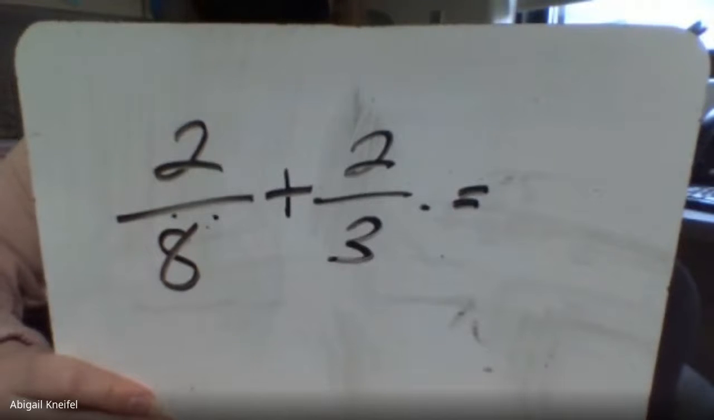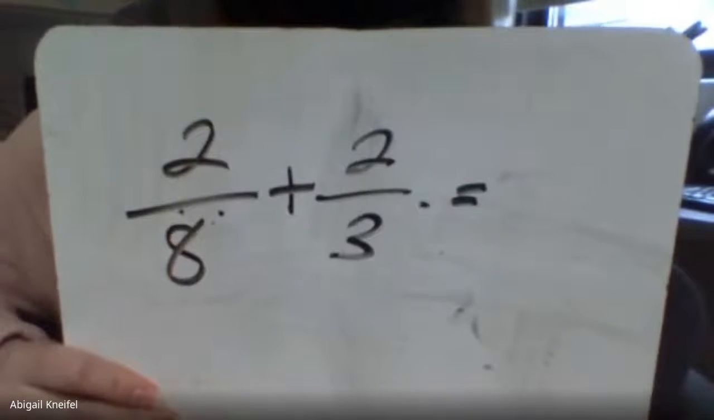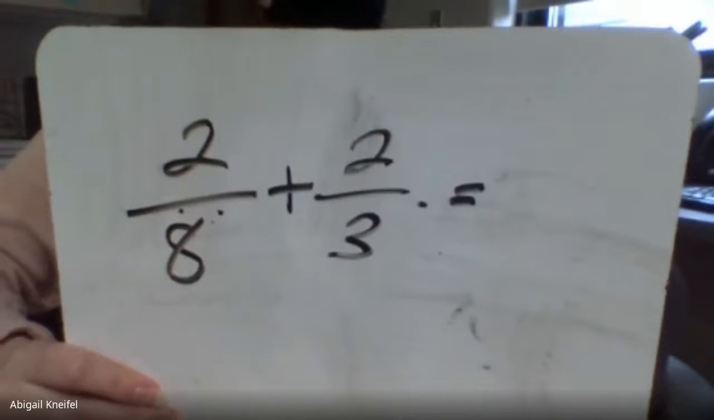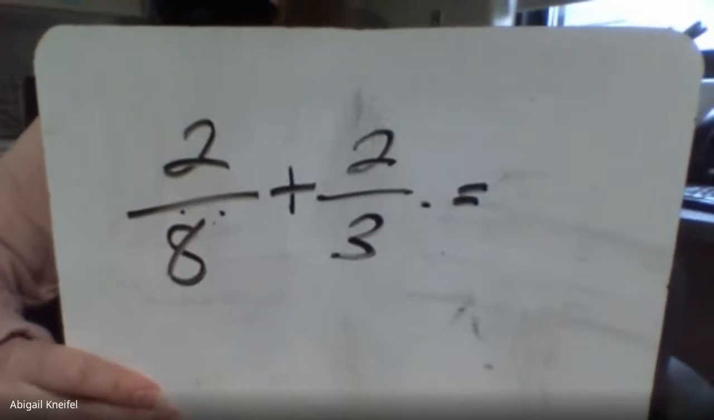Remember, you're adding fractions. They need to have the same common denominator. Common denominator. 2/8 plus 2/3.